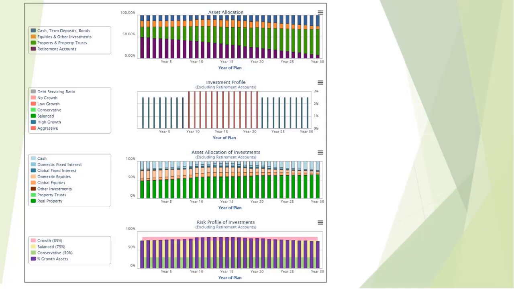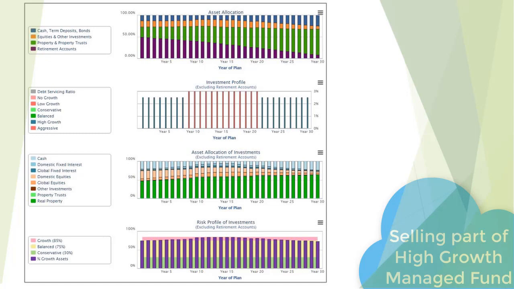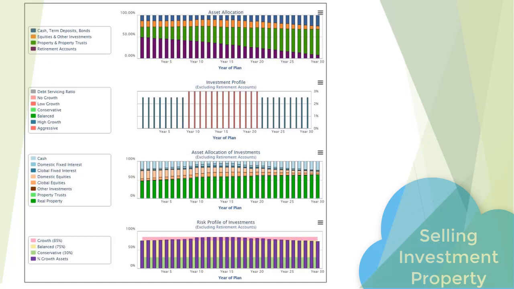The options to be considered are downsizing the home and purchasing a bond trust with additional funds released for investing, selling a portion of the high growth managed fund and purchasing a bond trust, selling the investment property and allocating the funds to a property trust to maintain some exposure to real estate, a bond trust to increase the percentage of defensive assets. Let's look at some of these ideas.